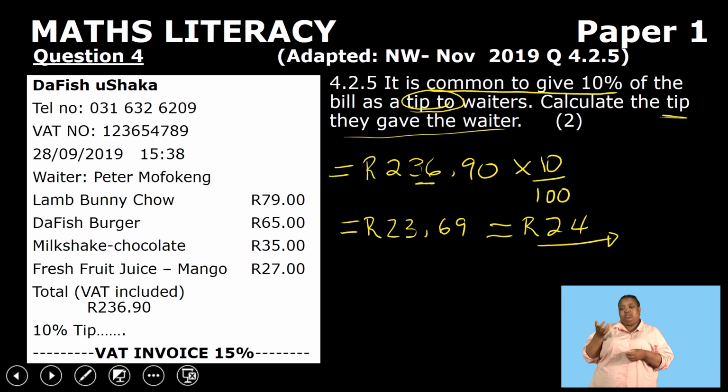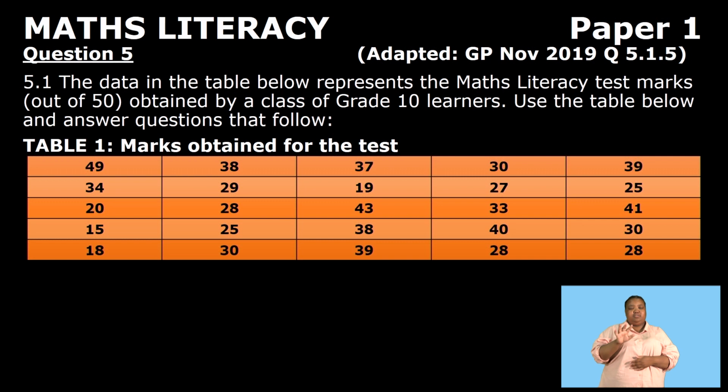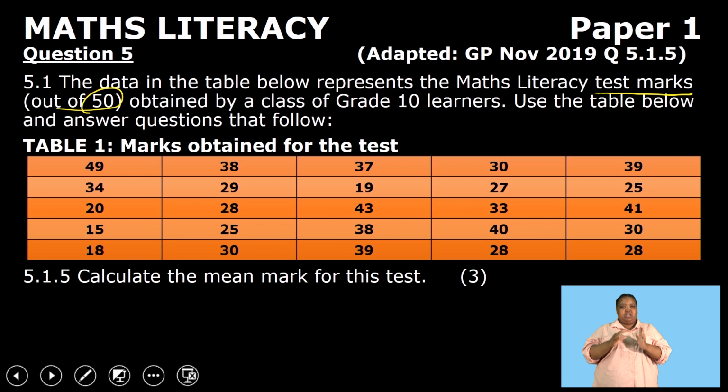Then moving along, looking at question 5, and it was adapted from Gauteng Province, November 2019, question 5.1.5. 5.1, it says the data in the table below represent the mathematical literacy test marks out of 50 obtained by a class in grade 10 learners. Use the table below and answer the questions that follow. So now these are the marks that were obtained by this class.